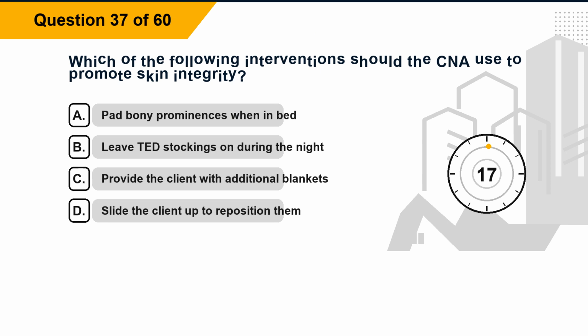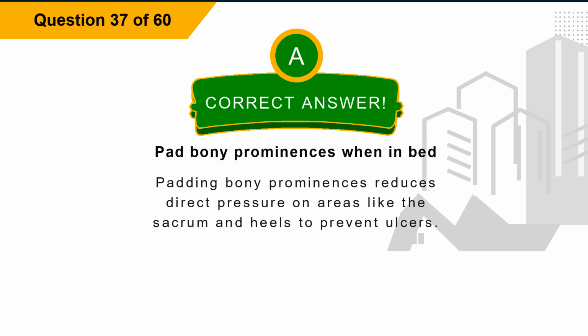microorganisms. Question 37. Which of the following interventions should the CNA use to promote skin integrity? Option A, pad bony prominences when in bed. Option B, leave TED stockings on during the night. Option C, provide the client with additional blankets. Option D, slide the client up to reposition them. The correct answer is option A, pad bony prominences when in bed. Explanation: padding bony prominences reduces direct pressure on areas like the sacrum and heels to prevent ulcers.